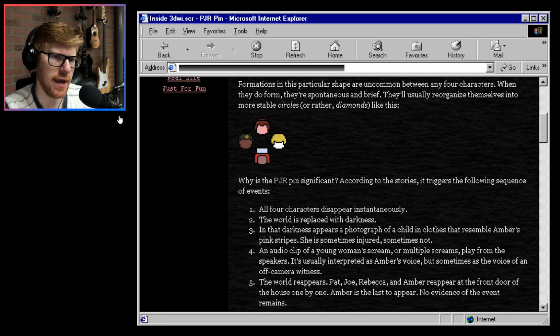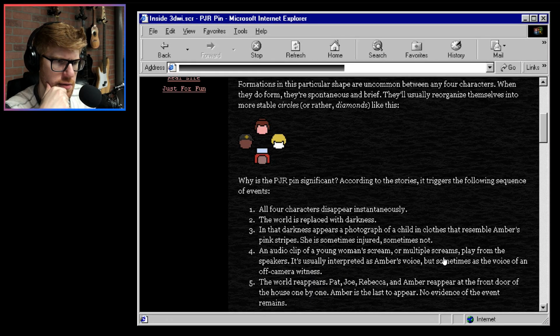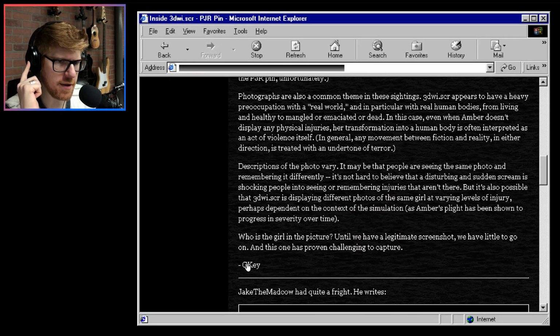I'm going to go back. Why? Because it says an audio clip screams, and then the world reappears. So people can't capture it when they hear the scream and click it real quick? I don't know. Ooh, it's scary, though. G key. What if I press the G key right now?